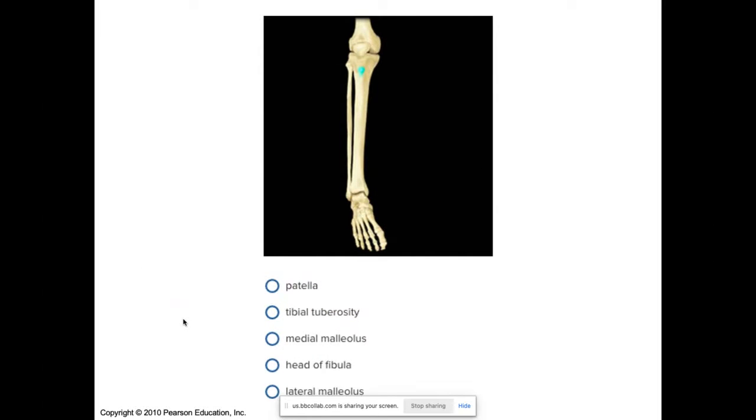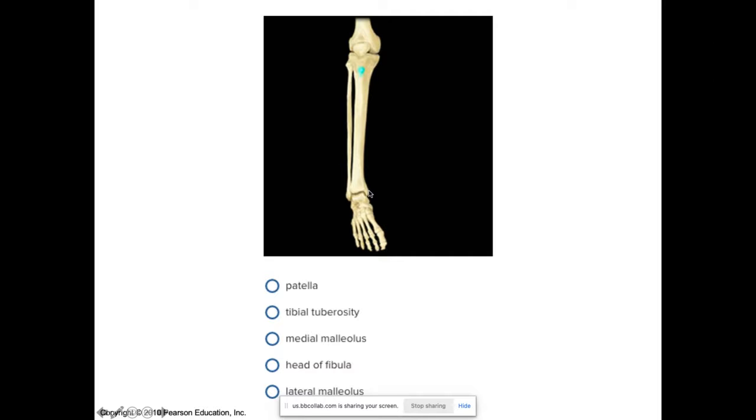Now let's look at bones themselves, just to help make sure that you guys can review some of this. This looks like it's the left foot, that's the great toe. This is the femur, this is the patella, this is the tibia, and this is the fibula. The patella is the kneecap. The medial malleolus is right here. On the other side is the lateral malleolus.